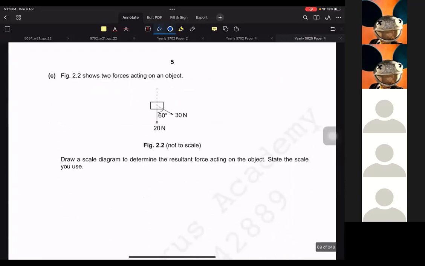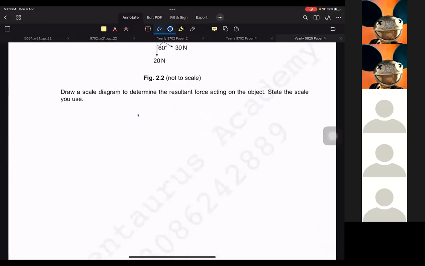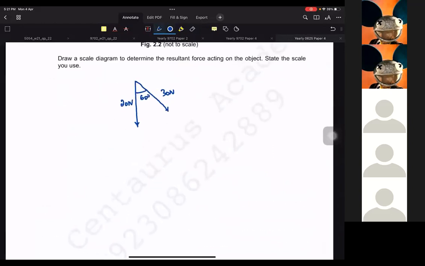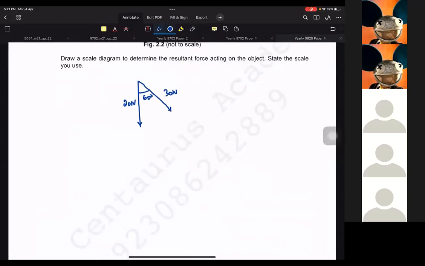All right, part C. Draw a scale diagram to determine the resultant force acting on the object. Now you see the diagram is about like this. 20 newtons and 30 newtons, and it should be at 60 degrees. So what you do, first of all, you got to add a scale. So let's take the scale to be 1 centimeter on the scale is around, say, 5 newtons.